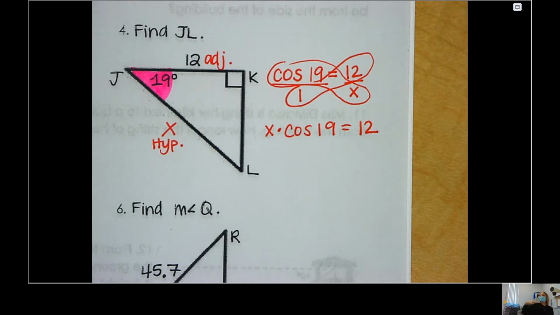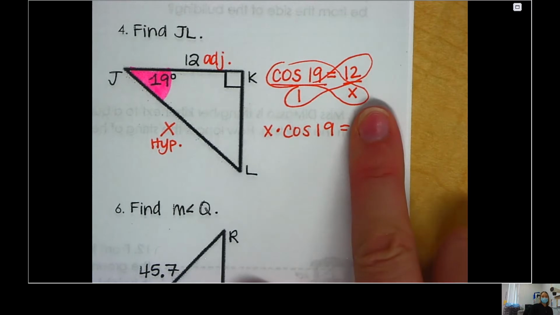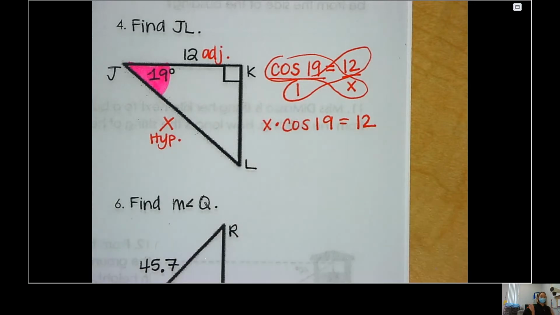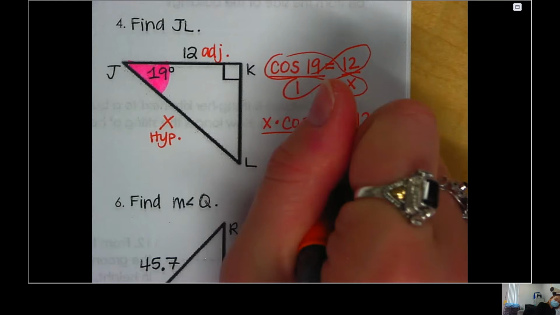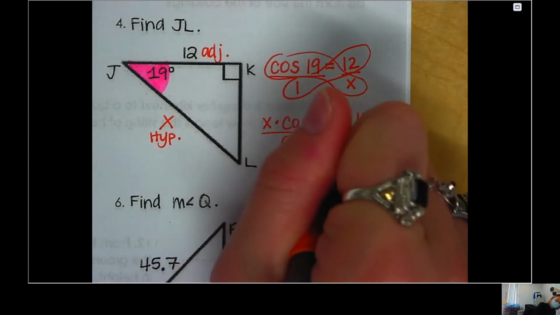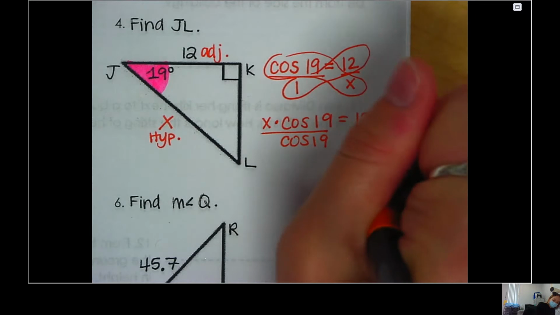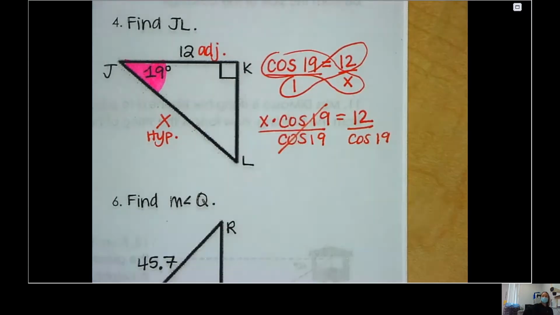So I want to get rid of everything that's not the x. So what's everything on this side that's not the x? Cosine of 19. I have to divide by the whole thing. If I just divide by 19, then I'm still left with cosine, and then I haven't finished the problem. So I have to divide by the cosine of 19. And whatever I do on one side, I do on the other, because on the left, they'll cancel out. You're just left with an x.